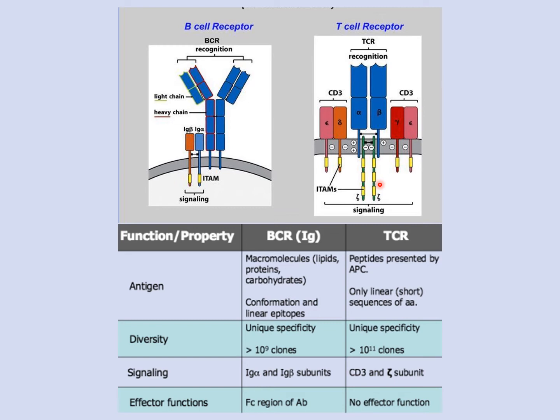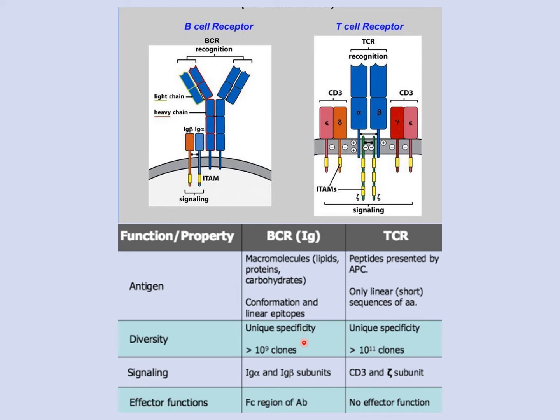So when you look at the functional differences in the properties, you can see the B cell receptors are able to recognize different types of antigenic molecules like lipids, proteins, carbohydrates, and the epitopes can be linear or conformational. However, the T cell receptors are restricted to recognition of normally only the peptides which are presented by antigen presenting cells, and they recognize only linear short sequences of amino acids.